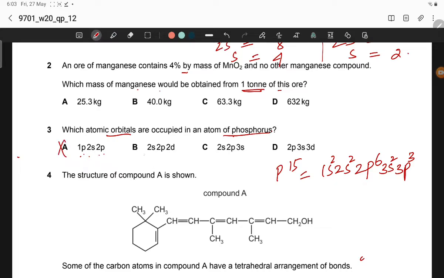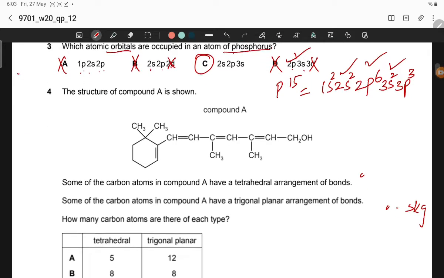So this is not correct. 2s, 2p and 2d: 2s, 2p is there, but 2d is not there, so this is incorrect. 2s is there, 2p is there, and 3s is there, so this must be correct. 2p, 3s, 3d: 3s is there, 3p, but 3d is not there, so this is also incorrect.